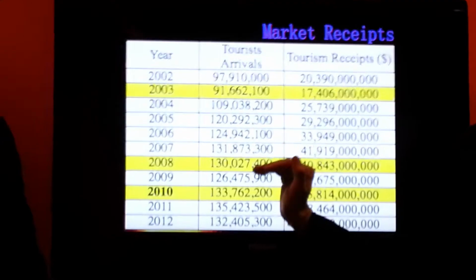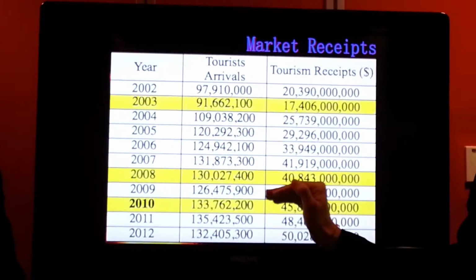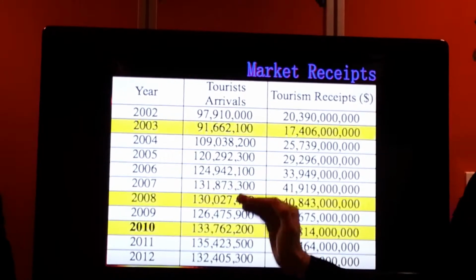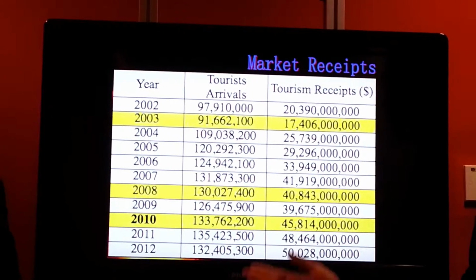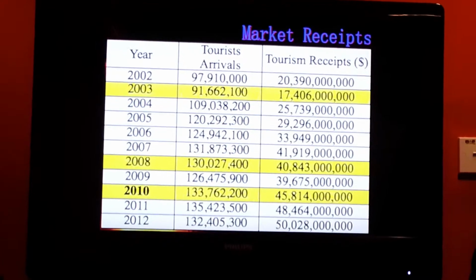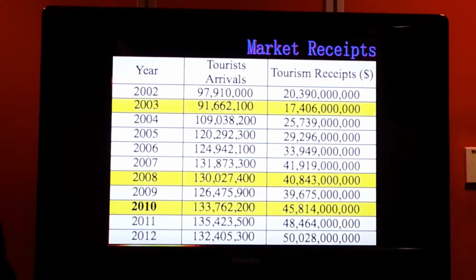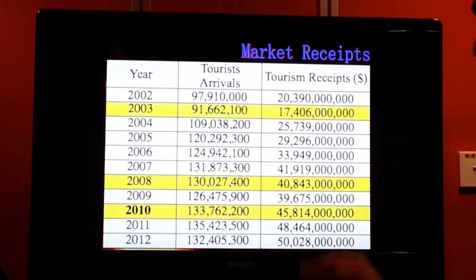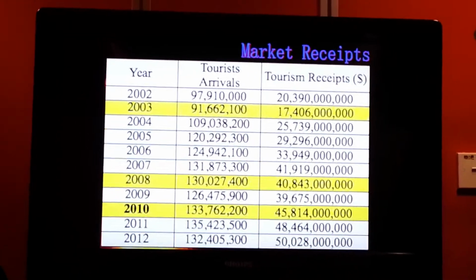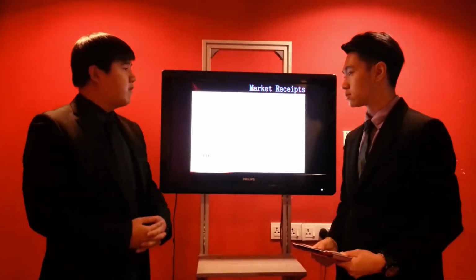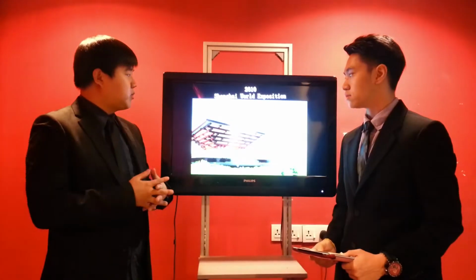The tourist arrivals still kept going down, maybe because after the Olympic Games, nothing happened in China that year. And in 2010, the tourist arrivals rose again, by a lot, and also in tourism receipts. So what do you think about this, Mr. Torres? Because in 2010, China had a big event called the Shanghai Exposition.